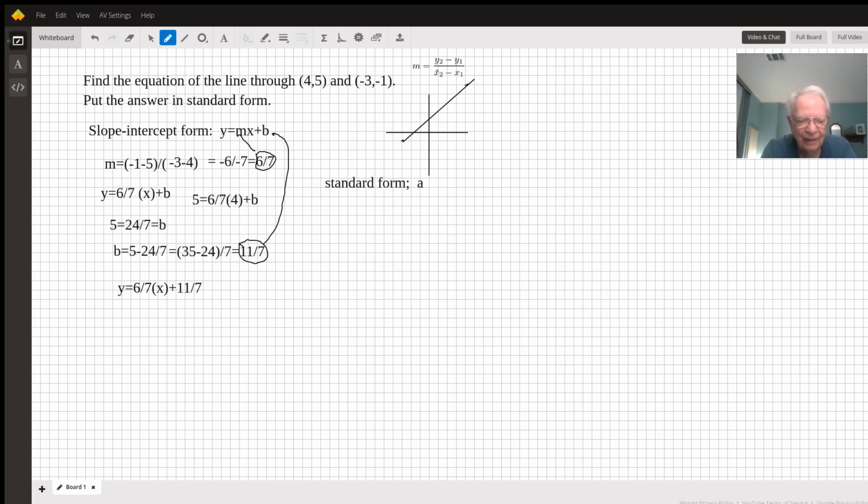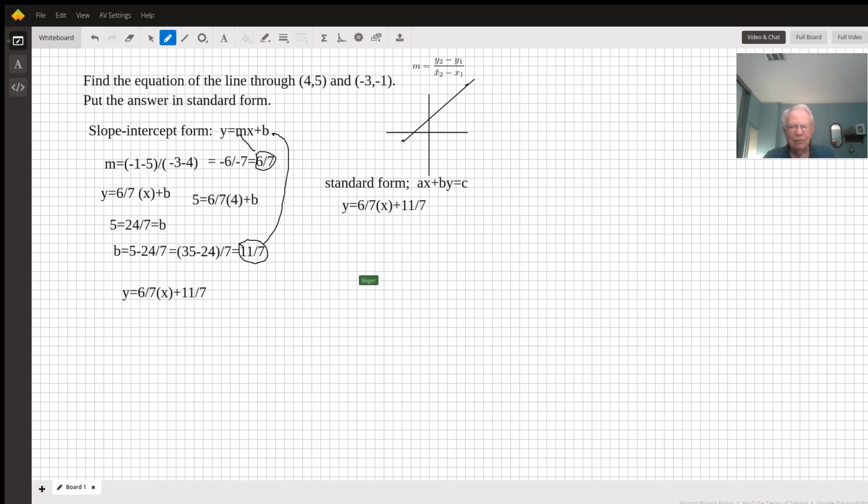Standard form is ax plus by equals c. A, B, and C are numbers. Usually in standard form, they want those to be integers. So if we have fractions, we have to get rid of the fractions. And so we're starting with this slope-intercept form. I want to write it in standard form. So I'm going to see if I can do a little tricky something here and copy that somewhere else. Well, it copied it right on itself.